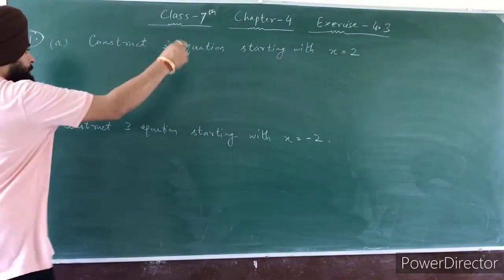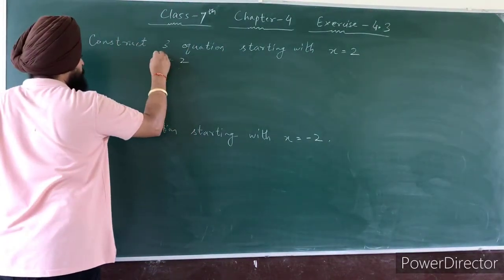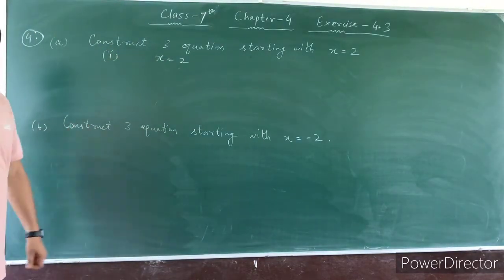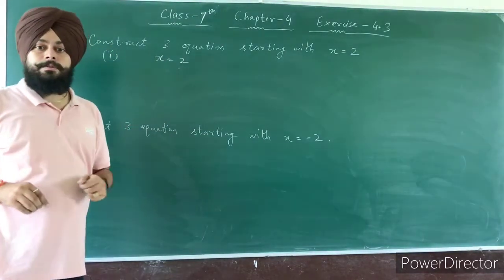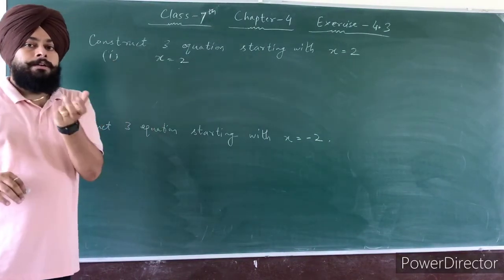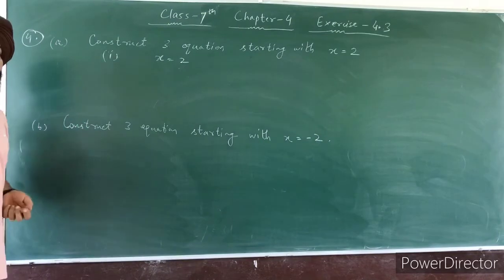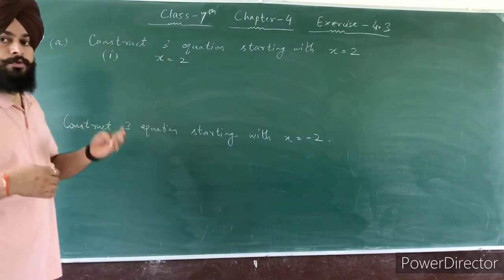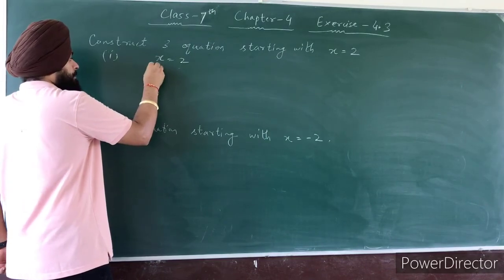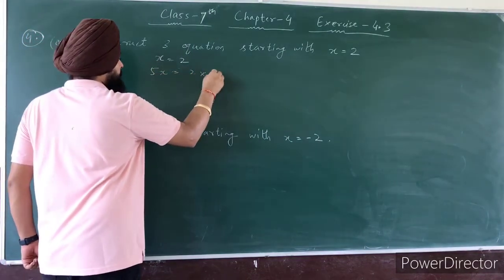Okay. So the first step is x is equal to 2. And constructing the first equation. So first step you can multiply both sides with any real number. So I will take 5. Multiply both sides with 5.